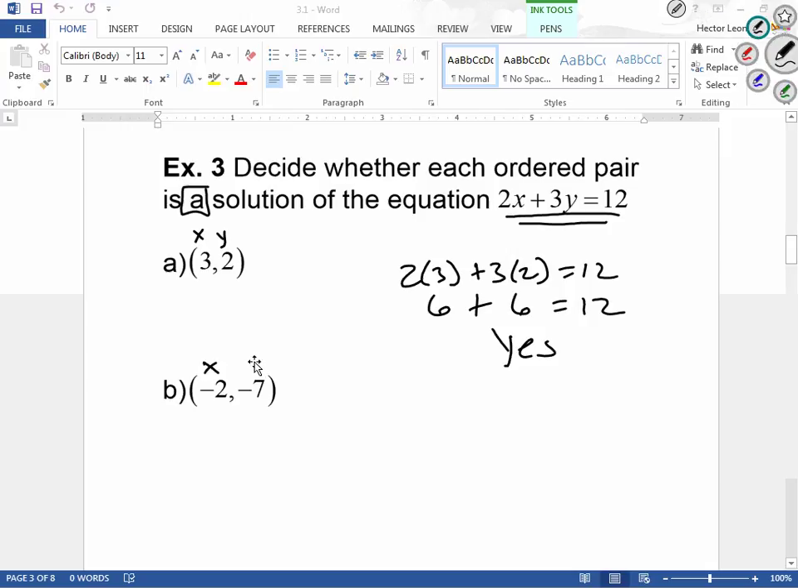This is my x value. This is my y value. I'm using the same equation. So I'm going to go 2 times negative 2 plus 3 times negative 7, and I'm going to see if this is 12.